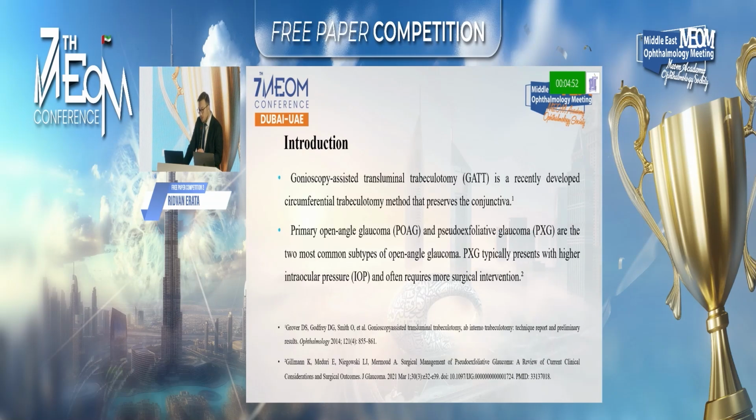Gonioscopy-assisted transluminal trabeculotomy (GATT) is a recently developed circumferential trabeculotomy method that preserves the conjunctiva. Primary open-angle glaucoma and pseudoexfoliative glaucoma are the two most common subtypes of open-angle glaucoma. PXG typically presents with higher intraocular pressure, IOP, and often requires more surgical intervention.